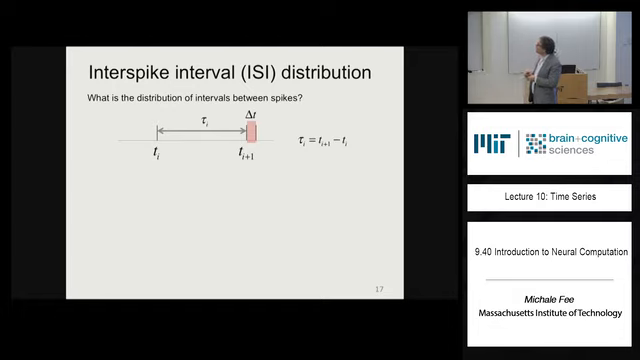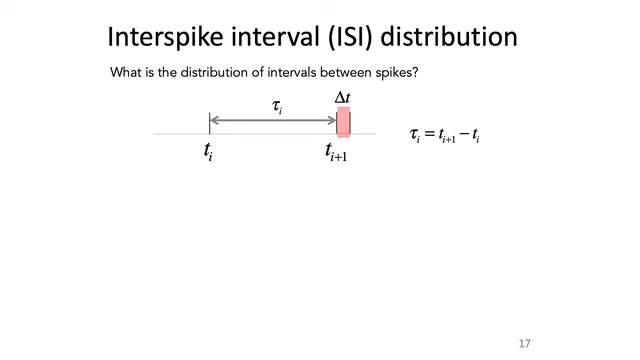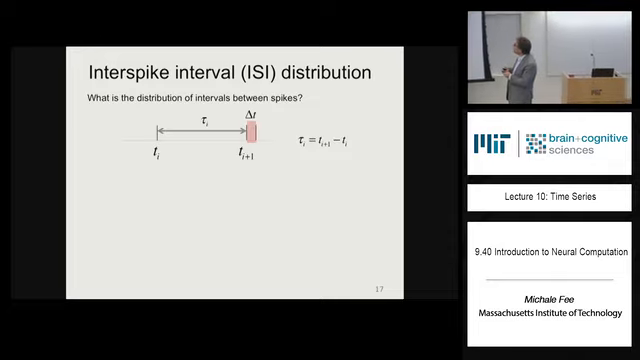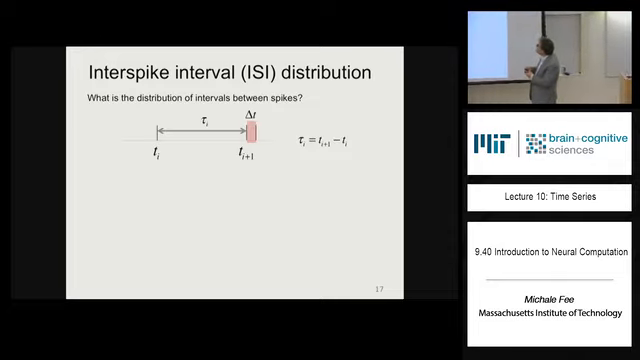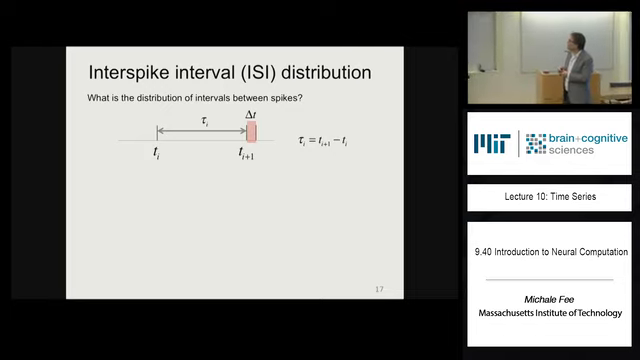Okay, so let's say we have a spike. Let's calculate the distribution of intervals between spikes. Let's say we have a spike at time t sub I. We're going to ask, what is the probability that we have a spike some time tau sub I later, within some little window delta t?